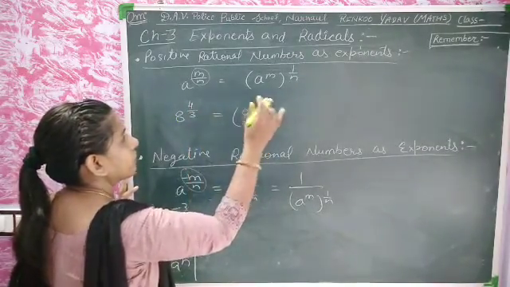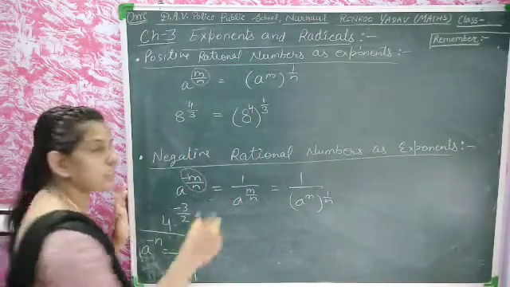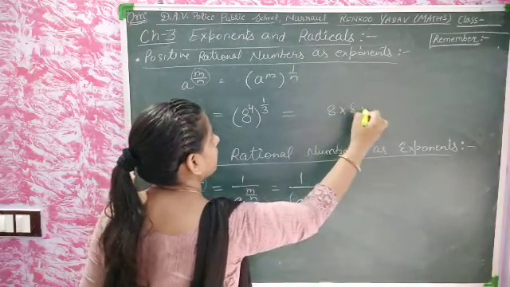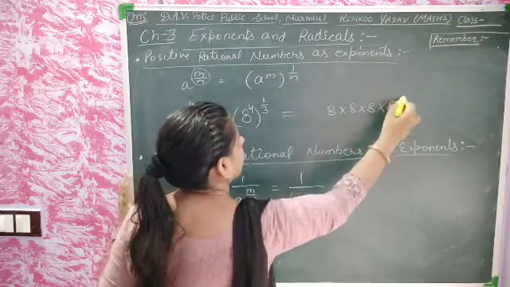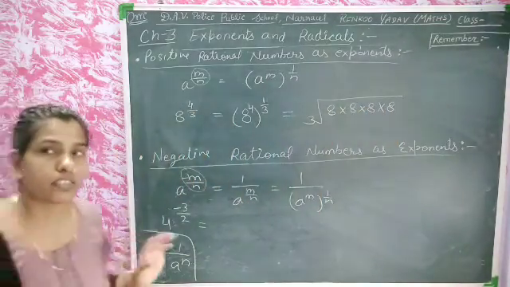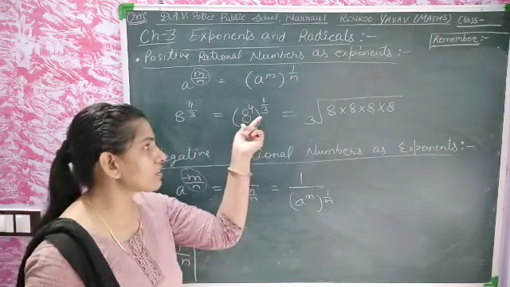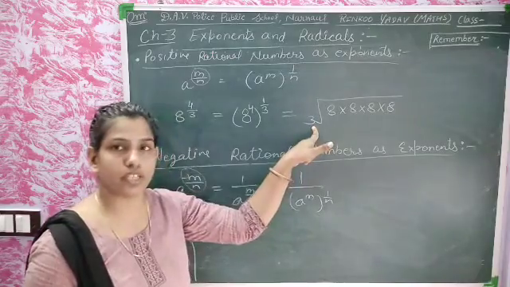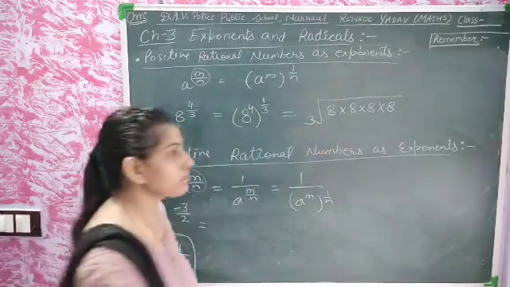Its next power is 1 by 3. Done. And it equals 8 into 8 into 8 into 8, and the 1 by 3 power is the cube root of this. This is the number, and we take its cube root.